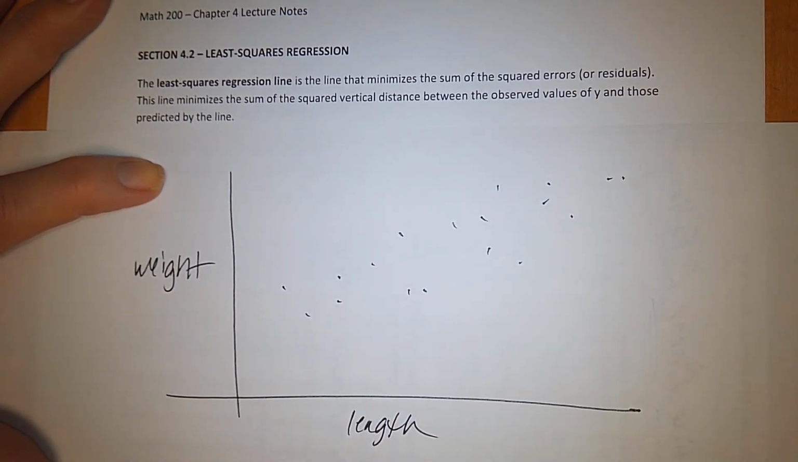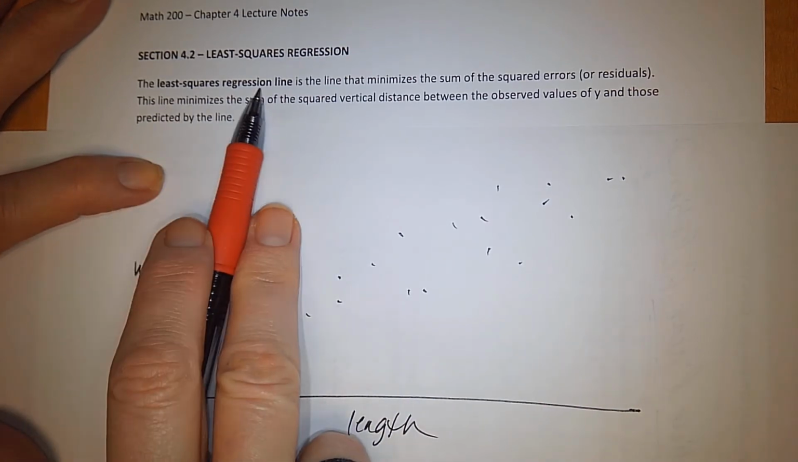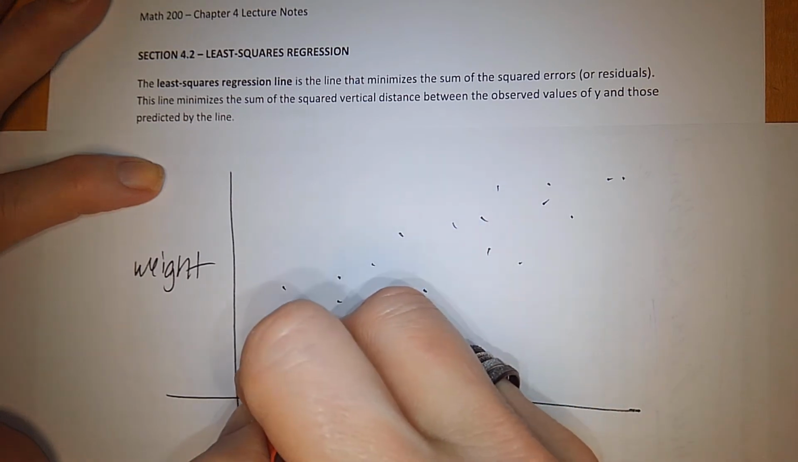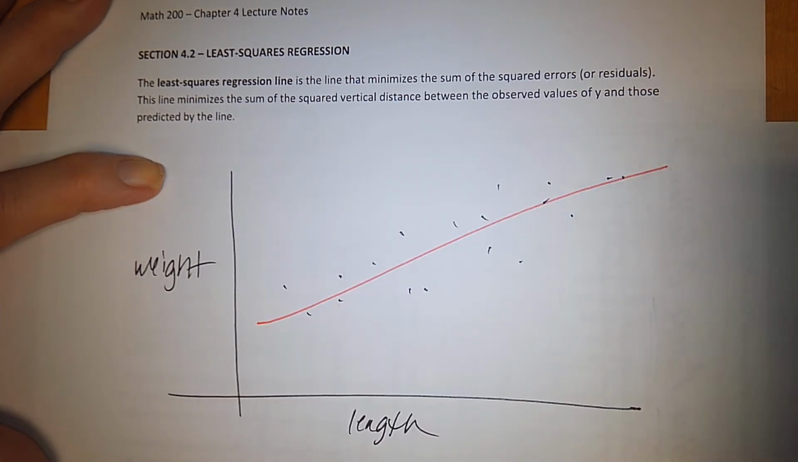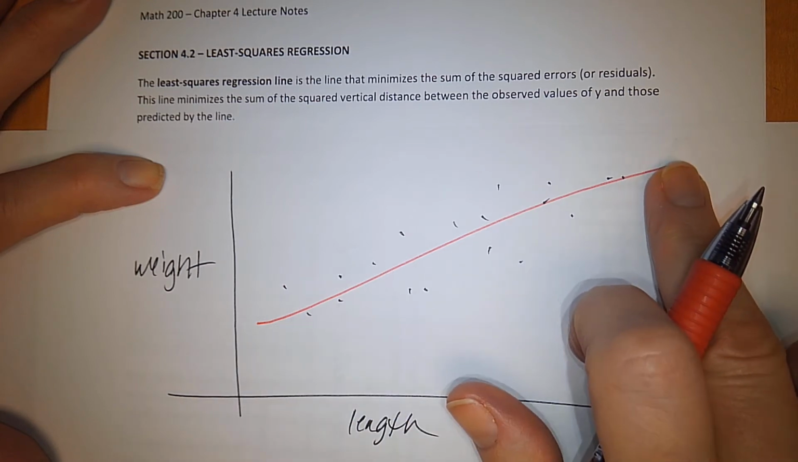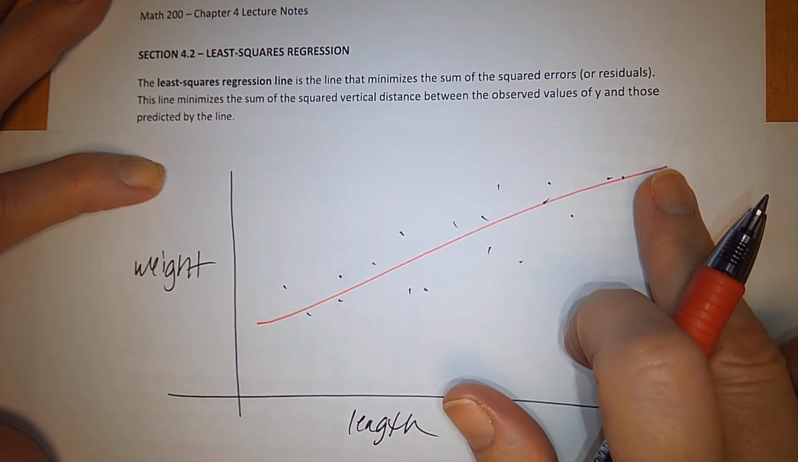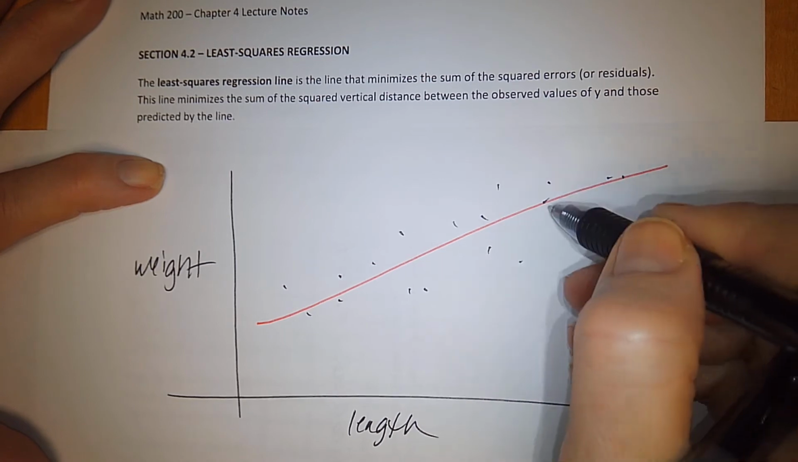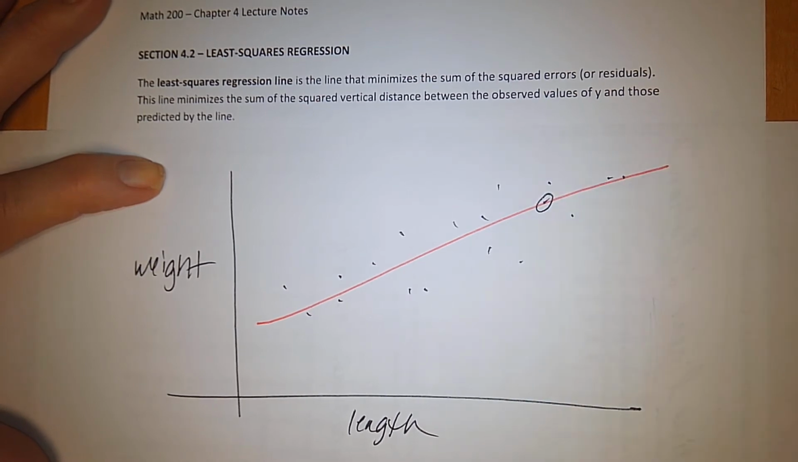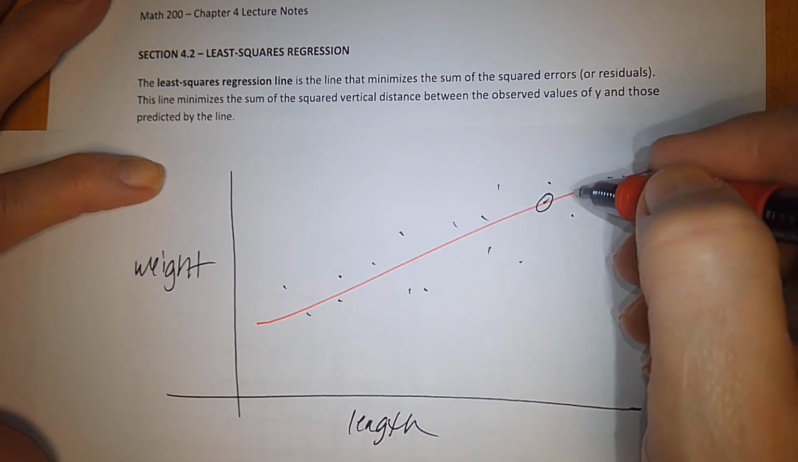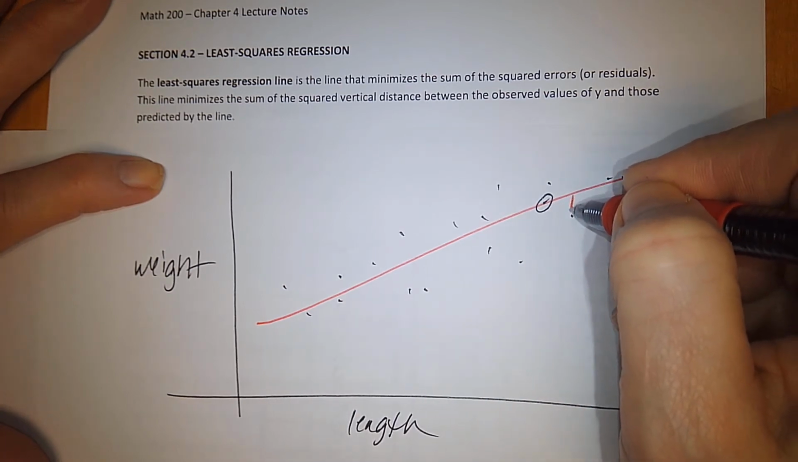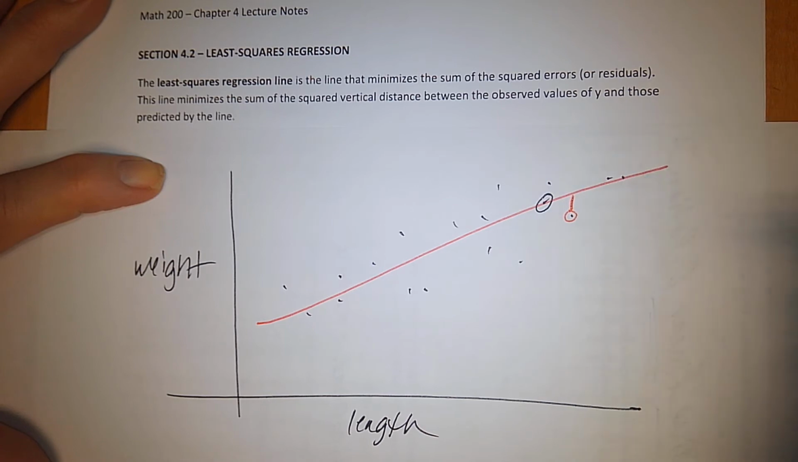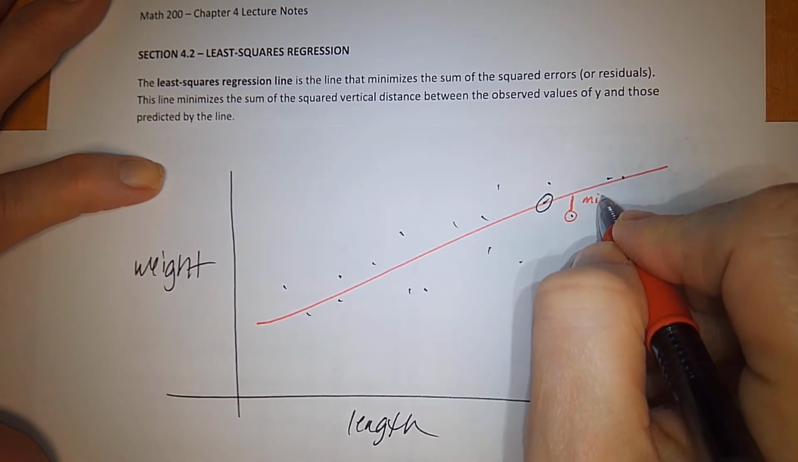Now, StatCrunch and a formula can determine what is called the least squares regression line. The least squares regression line will be a line that best fits all of that data, some sort of straight line that best fits all these data points. It might hit a point, it might not hit any points. But what the line does is it tries to minimize the vertical distance between each point and the line.